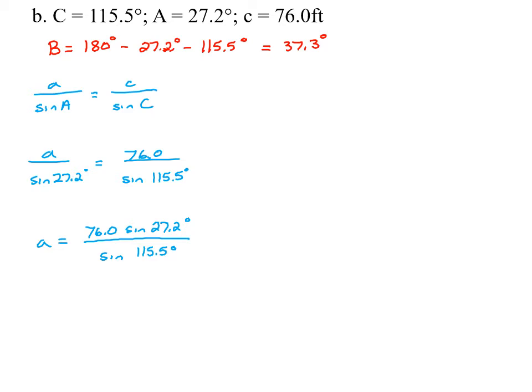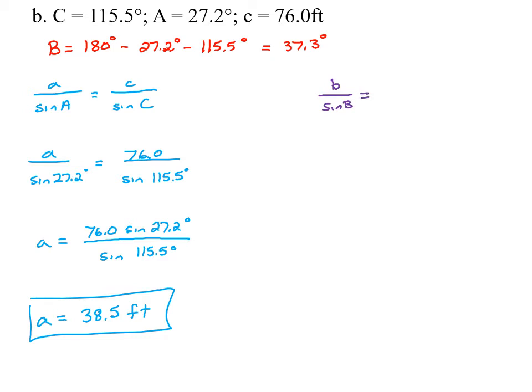So 76 times the sine of 27.2 divided by the sine of 115.5. This is all rounded to one decimal place, so if you type that in the calculator to one decimal place, you're going to get about 38.5 feet. And I'll do the same thing to find side b. So I'm going to do b over sine B. That's what I'm looking for. And c is the one that I know stuff about. So I'll keep using that one. And so I'll have b over sine 37.3. And the same 76 over the sine of 115.5.